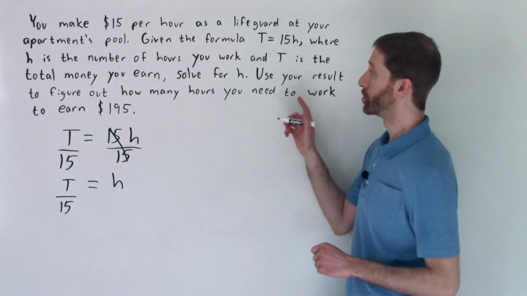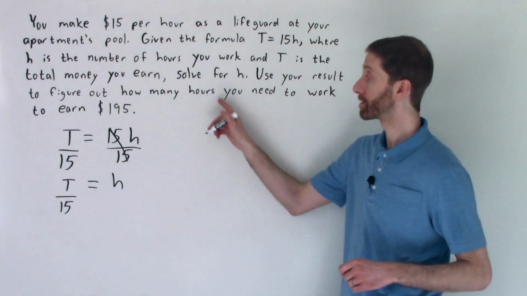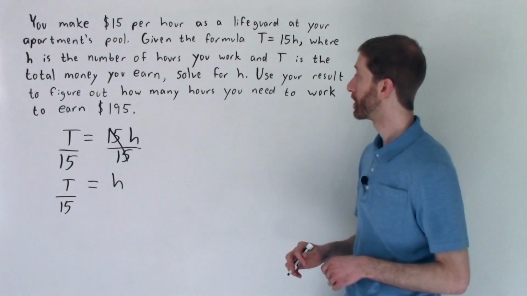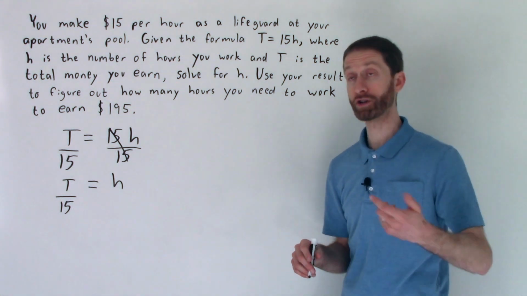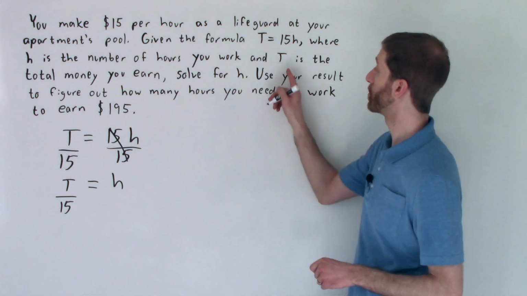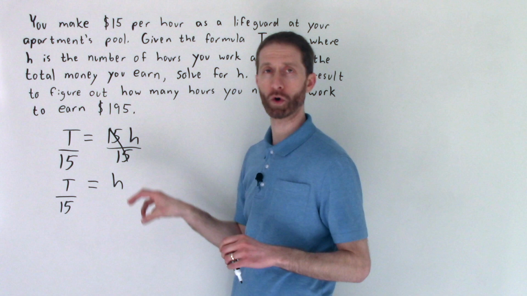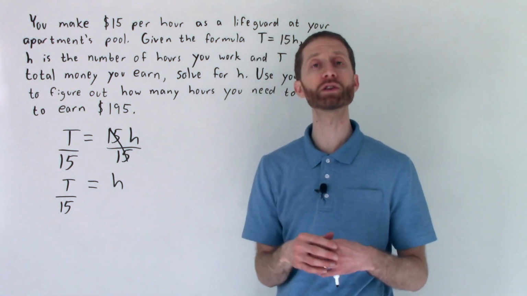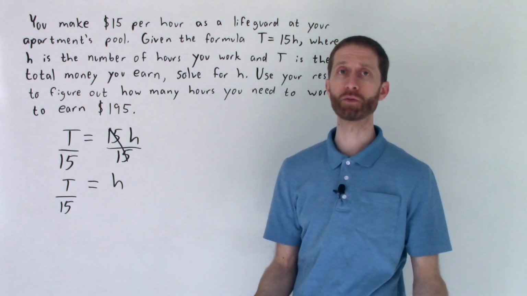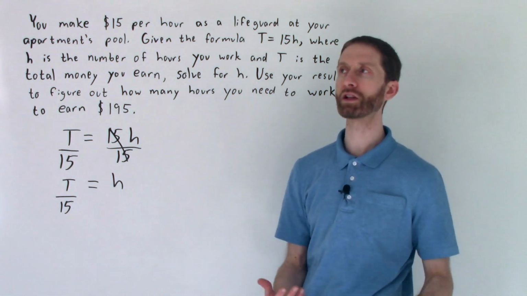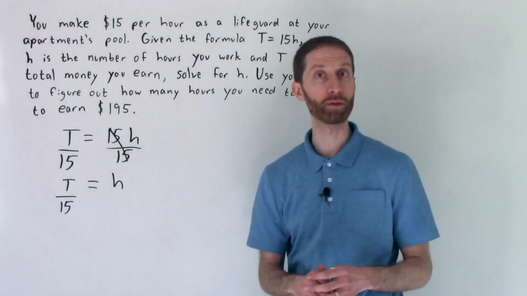Then we're told, use your result to figure out how many hours, H is what we want to find out, you need to work to earn $195. Well, the total amount of money you earned is T. T is the total money you earn. That's the whole point of all of these words here, is to make very certain that you understand what T stands for and what H stands for. So there's not a lot of thinking, it's just a lot of categorizing what these variables mean.